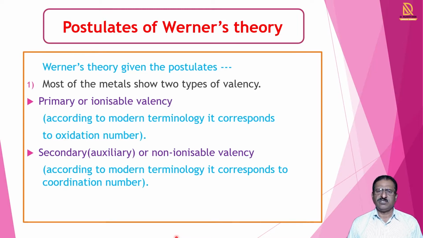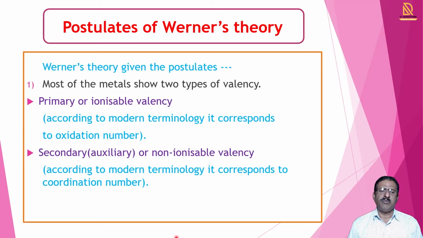Then there is the secondary valency present in the coordinate complex, which is also called the non-ionizable valency. This secondary valency corresponds to the coordination number of the metal. It means that if the metal is attached to 6 ligands, then the coordination number of that metal is 6, and the secondary valency of that metal is 6.